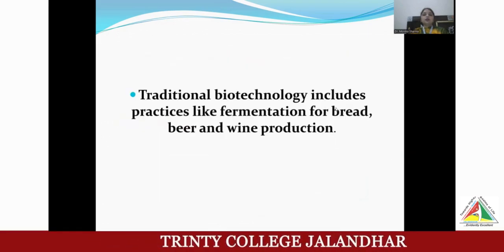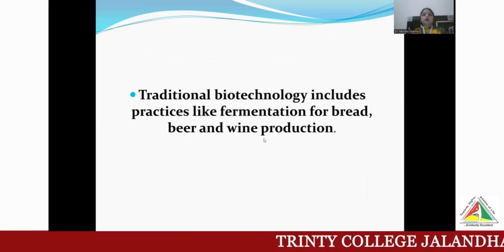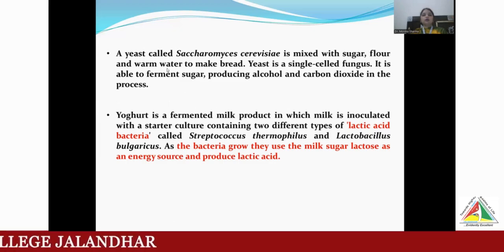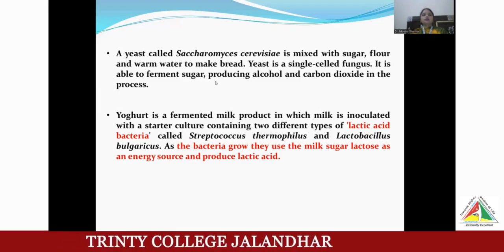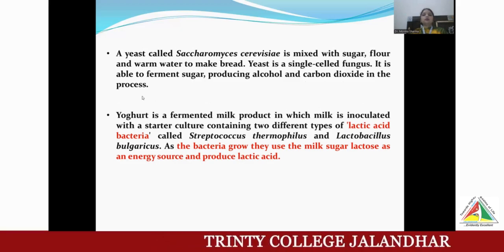Traditional biotechnology includes the production of bread, beer, and wine with the help of the fermentation process. In the first example, for making bread, we use the yeast species Saccharomyces cerevisiae, which is mixed with sugar, flour, and warm water. It is a single-cell fungus. It is able to ferment sugar and produce alcohol and CO2 in the process.